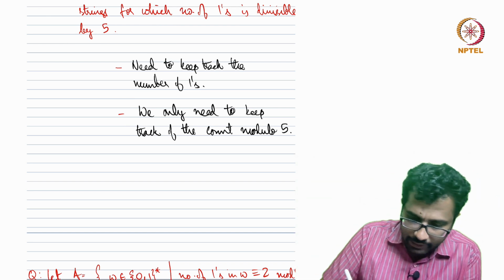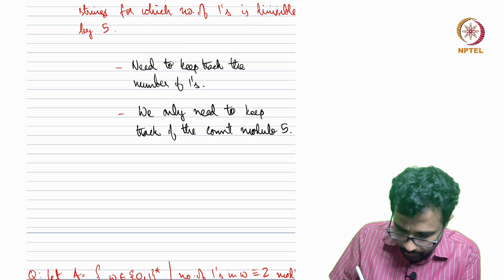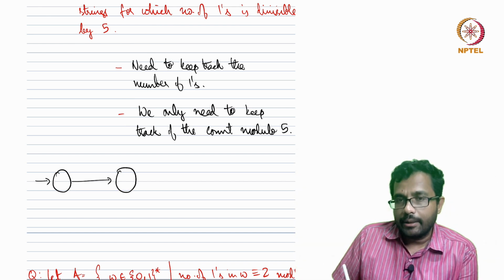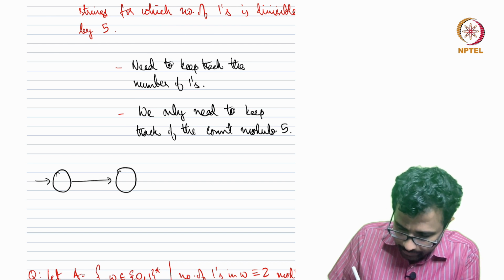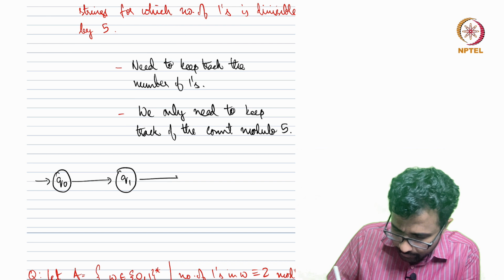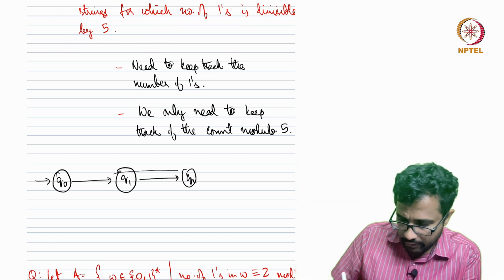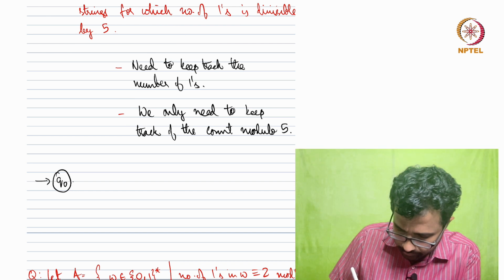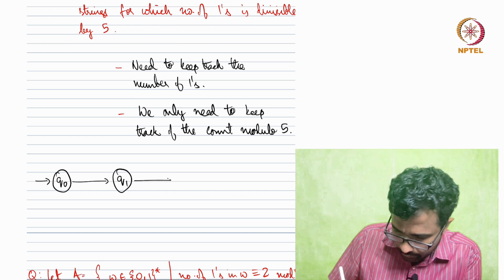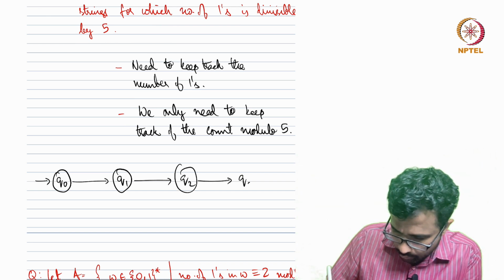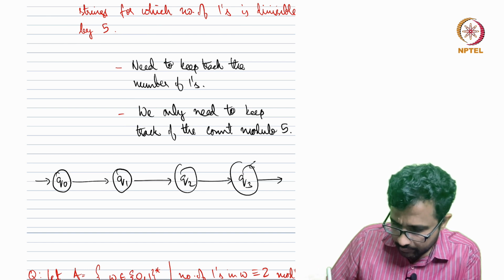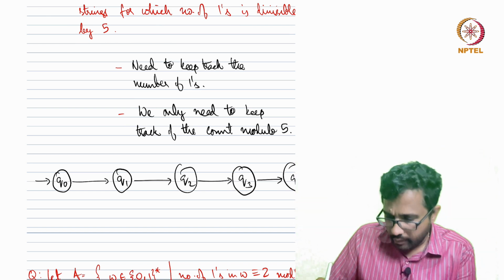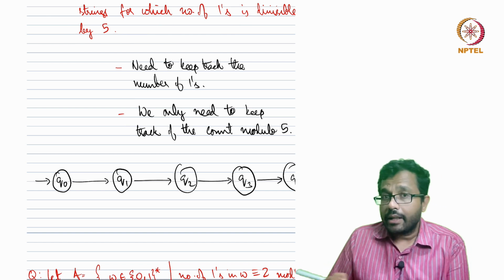So the key idea here is this: we need to have a set of states. The thing to keep track of should be the number of ones. So basically we can have something like this: Q0, Q1, Q2, Q3, and Q4, trying to keep track of the number of ones that you have seen.